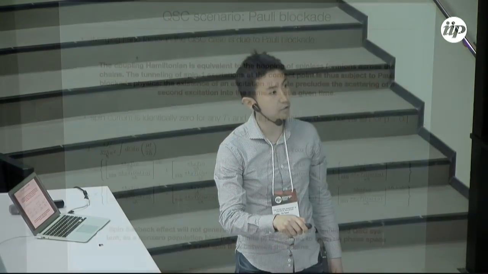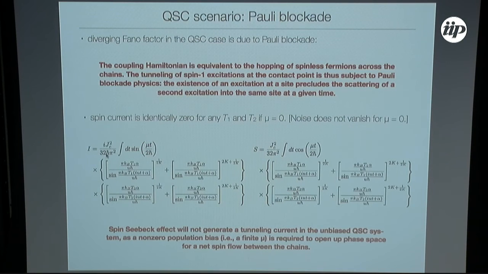If you notice the spin current expression for the quantum spin chain, the population bias effect and the thermal effects all decouple completely from each other. So if you set mu to 0, no matter what the T1 and T2 are, the current is identically 0. So the phase space is basically squeezed because of the fermion nature of the tunneling process, so there's no net spin current flow. But of course, the noise has no such pinching.